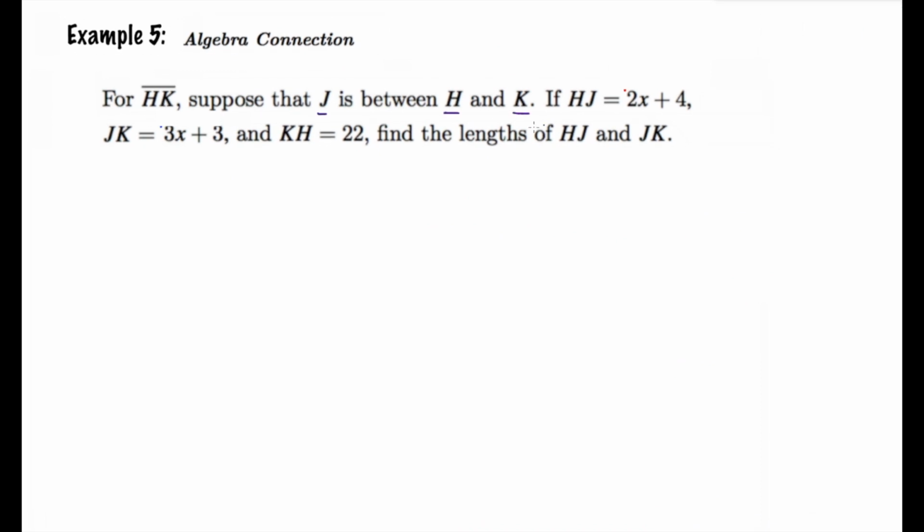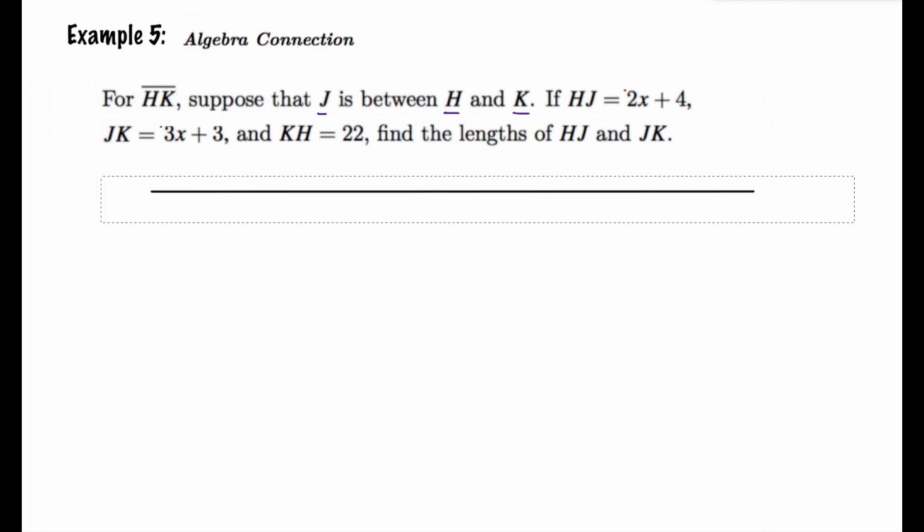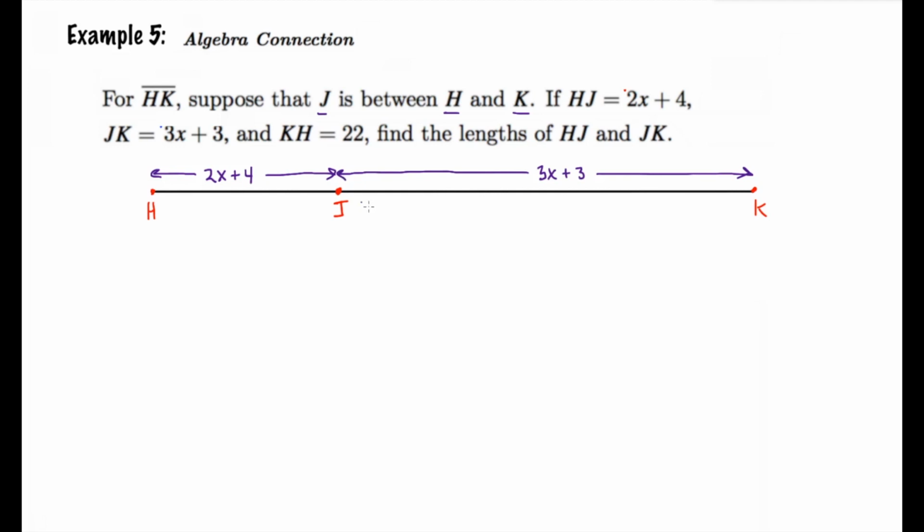Example 5. Okay, algebra connection. For segment HK, suppose that J is between H and K. So let's draw that out. Segment HK, J is in between. If HJ equals 2x plus 4 and JK equals 3x plus 3 and KH is 22, find the lengths of HJ and JK.